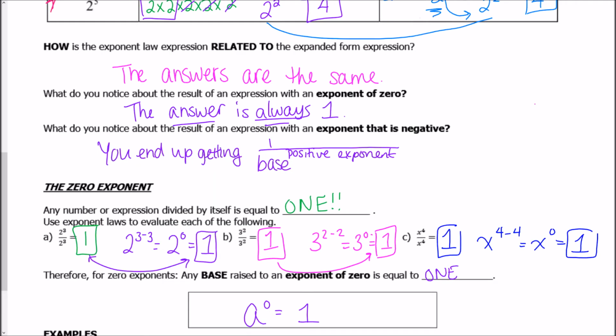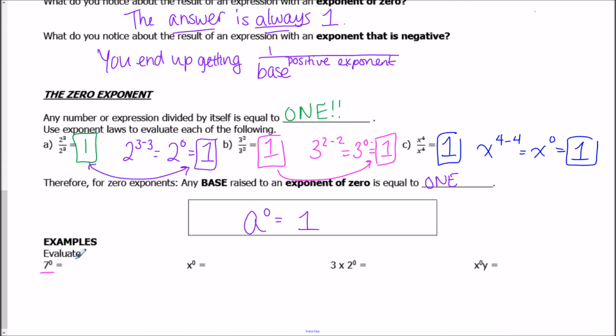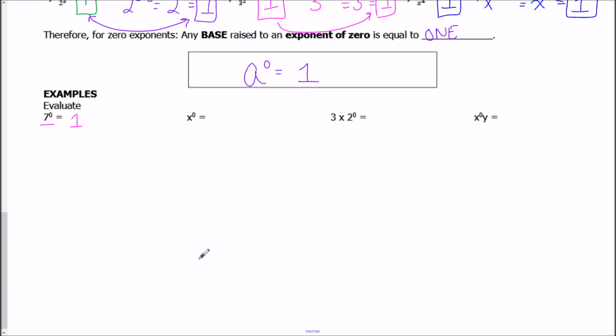Okay, so here, all of 7 is being raised to the power of 0. So 7 is my base. It's being raised to the power of 0, so my answer is 1. Okay, here, all of x is being raised to the power of 0. So the entire base is being raised to the power of 0, so my answer is 1.